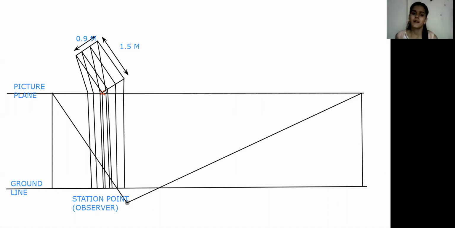Now what next? We need to locate the height of the observer, so we can get the location of the vanishing points. For the vanishing points we need the height of the observer, and here the height of the observer is also 1.5 meter, which we have converted into 5 centimeter. So from the ground line consider 5 centimeter, mark a point like this and draw a circle on that. These are our vanishing points.